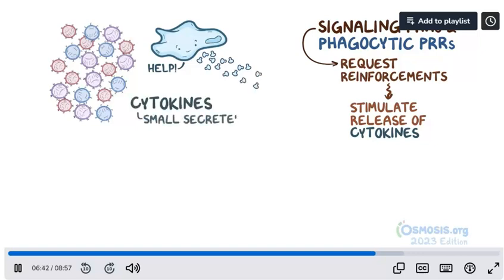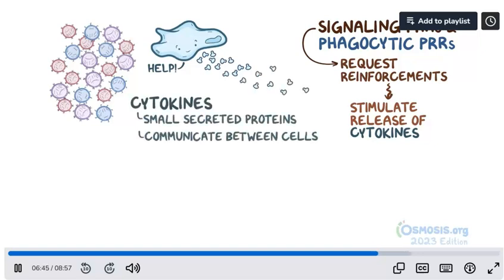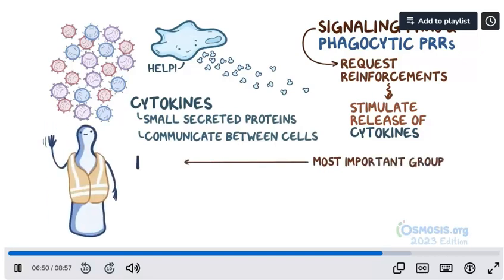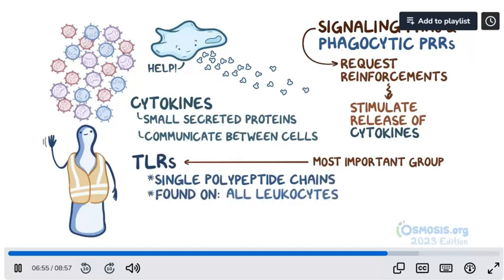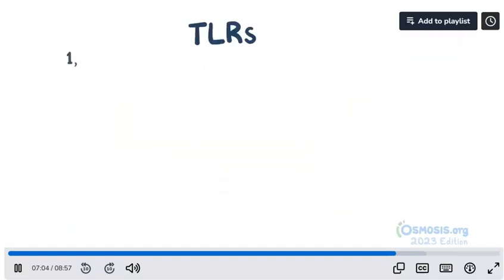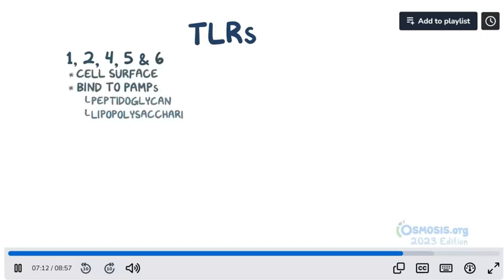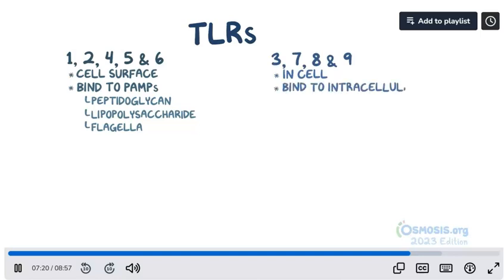Cytokines are small secreted proteins that cells use to communicate with each other. The most important group of signaling PRRs are the toll-like receptors, called TLRs. TLRs are found on all leukocytes, as well as on epithelial and endothelial cells. TLRs 1, 2, 4, 5, and 6 are located on the cell surface, and they bind to PAMPs like peptidoglycan, lipopolysaccharide, and flagella. TLRs 3, 7, 8, and 9 are found within the cell, and they bind to intracellular PAMPs, like viral RNA.